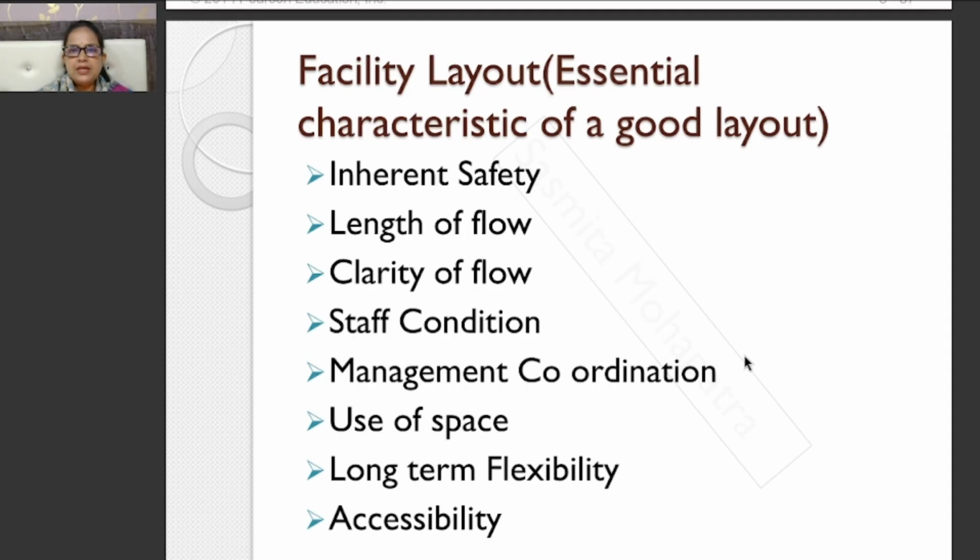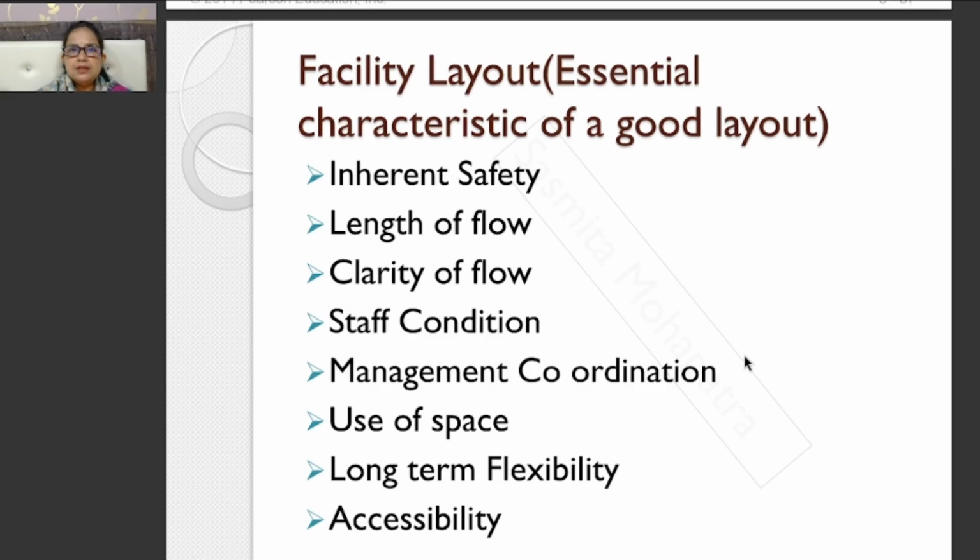Which type of layout we are going to provide so that the workers can work comfortably, and the machines can be arranged in a very economical way so that the space can be controlled. Space utilization is very important in the arrangement of the facility layout or the machines. Workers can work efficiently. Movement of materials, machines, and equipment will be very smooth.